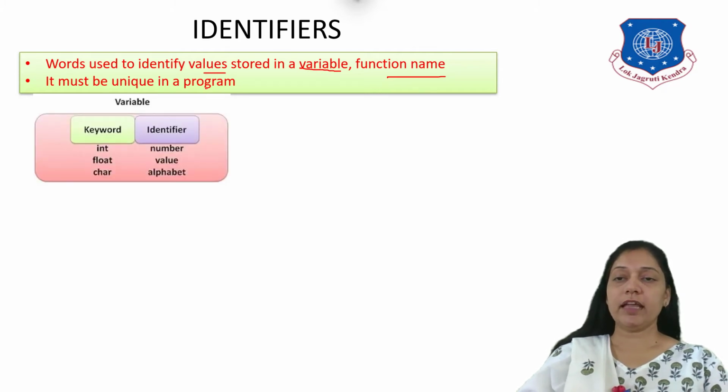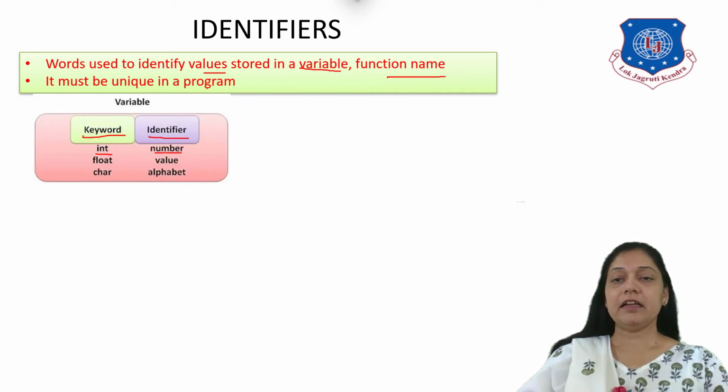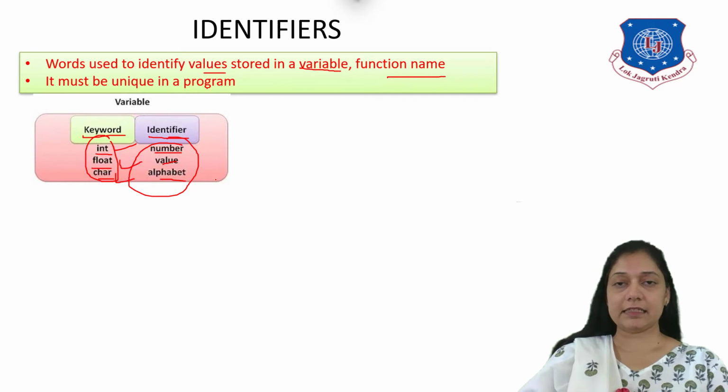Say for example, if you want to name a variable in a C program, what is the format? The first should be a keyword and then the name of an identifier, or the variable name. For example, I have used the keyword int and the name of the identifier is number. It means number is going to store some value and it would be of integer data type. Integer means we are going to store some whole number. Similarly, float is a keyword, char is a keyword, and these are the names of the identifiers, that is value and alphabet. Number, value and alphabet are going to store some values in the program. The value can be an integer value, a float value, or a character value. The details of these keywords we are going to see in the coming slides.